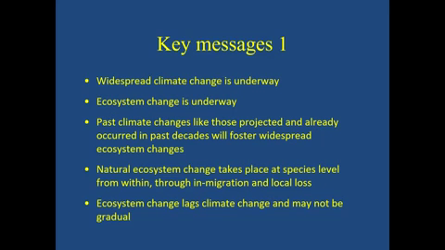I'm going to summarize the key messages at the start and repeat them at the end so that you see where this is all going to go. Widespread climate change is underway. This is a prime driver, not the only driver, but a prime driver of ecosystem change. Human activity on the landscape is another one. Ecosystem change is already underway, and that change is fairly rapid. Past climate changes, like those that are projected and have already occurred in the past few decades, will foster widespread ecosystem changes. So ecosystems are going to change now, absolutely.